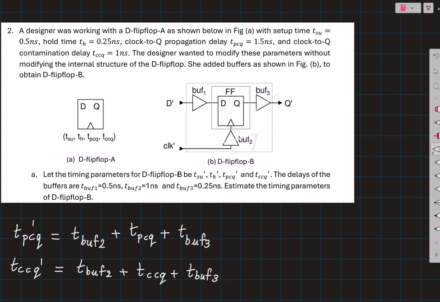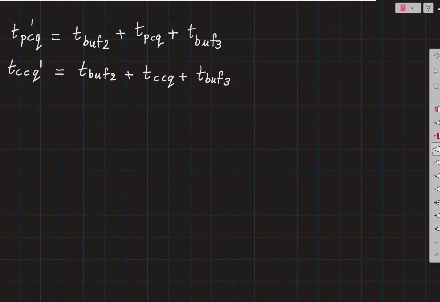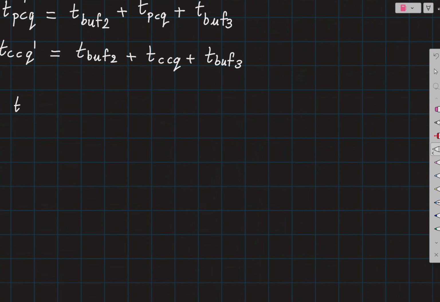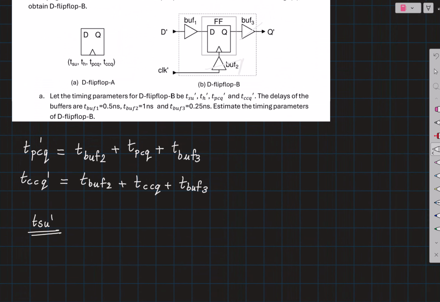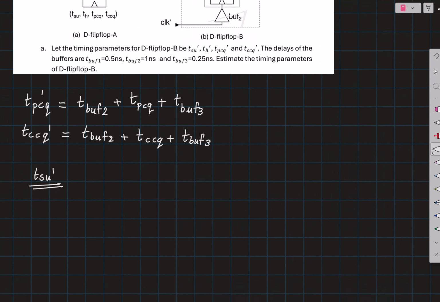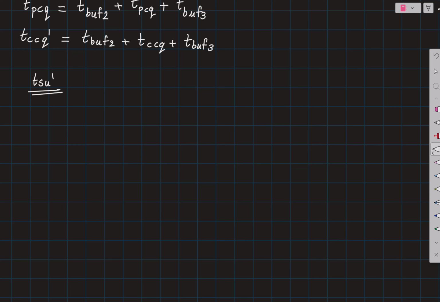Okay, so now let us look at some more interesting parts of this problem. We have to calculate the setup time for this new flop. How would you do that? T plus T_buff1 minus T_buff2. So we'll take it one step at a time.